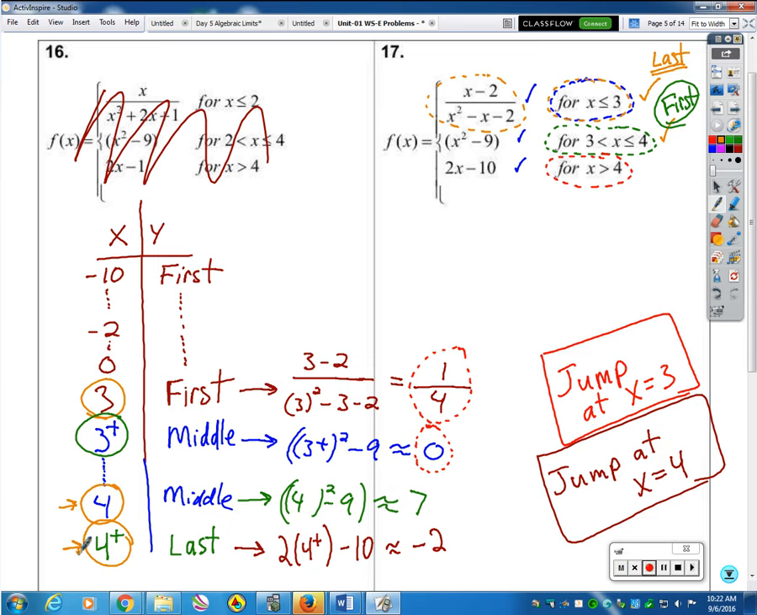So how many formulas are there, and how many jumps should there be? It's the maximum number of jumps that you can have. There are three sections to this one, so I could have at most two jumps. I may have zero, but at most two.